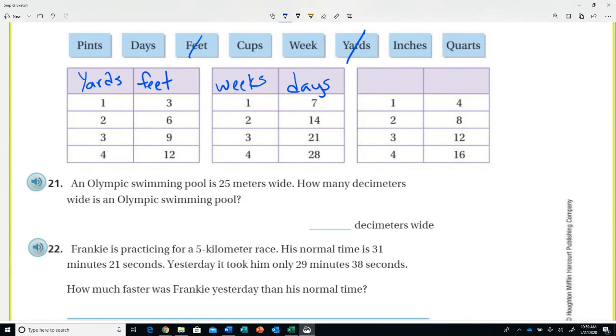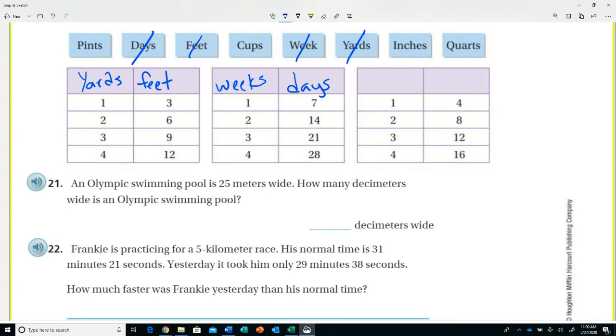1 and 4. Now, 1 and 4 does come up. Let me take off days. 1 and 4 does come up more than once. So we could be talking about quarts to gallons, which I have quarts, but I don't have gallons. Pints to quarts. There's only 2 pints in 1 quart. There's only 2 cups in 1 pint. Inches don't apply because that's length, so it doesn't have a match.